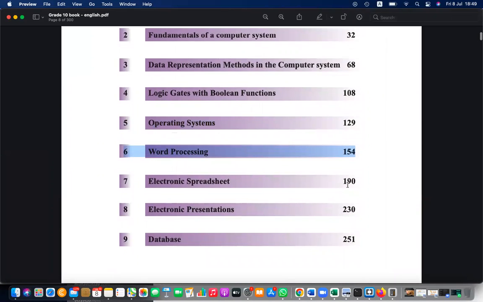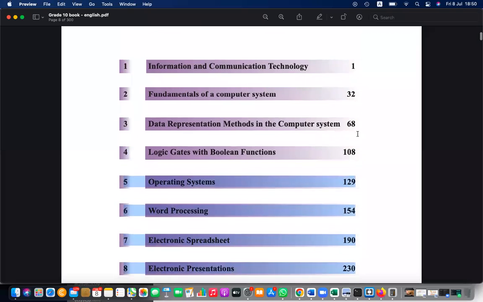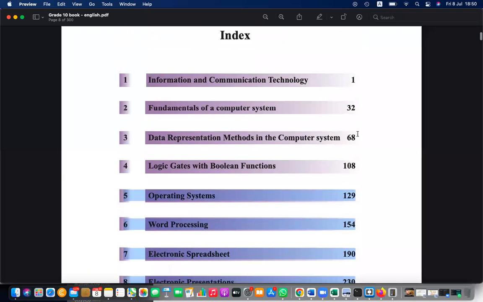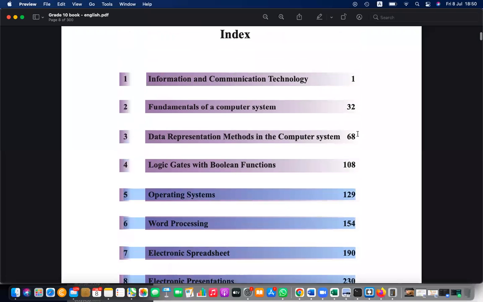Then electronic spreadsheets, presentations, and database. These are yet to do. Lessons 5 to 9, we have to do that. Actually, I'm taking time from these lessons.